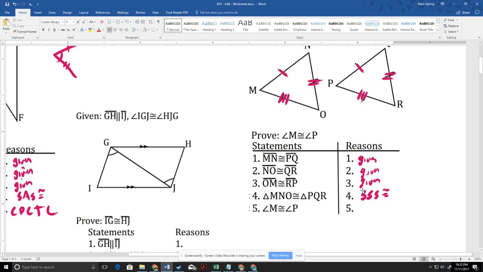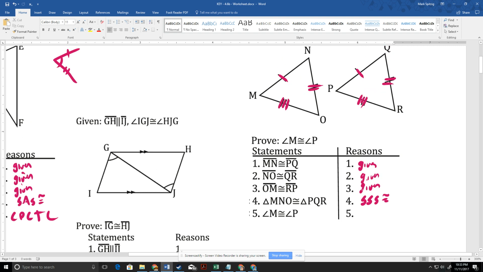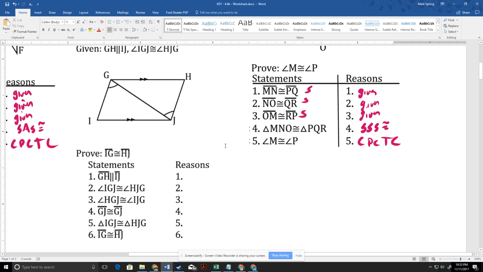No reflexive or anything crazy. And so because three sides are congruent, which is all of them, that makes the triangles congruent using side, side, side congruence. And now that both triangles are congruent, we know that the corresponding parts of the congruent triangles are congruent, which includes angle M and angle P. Those are the corresponding angles. All right, we'll go to this middle one.